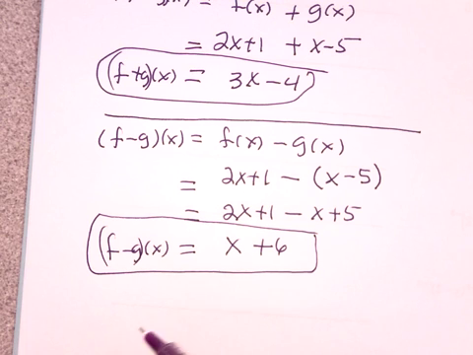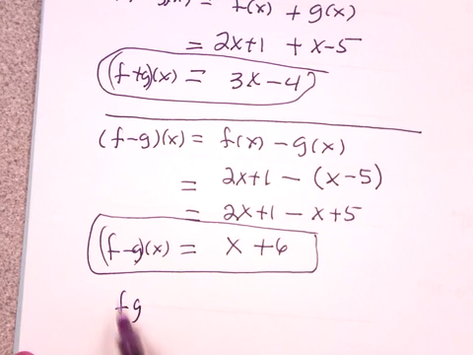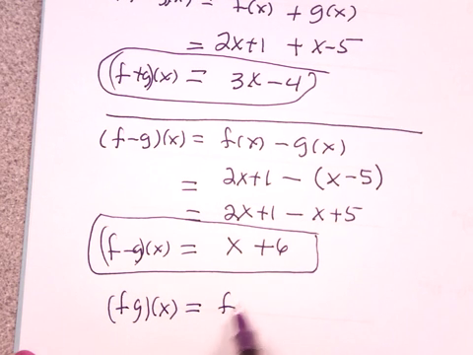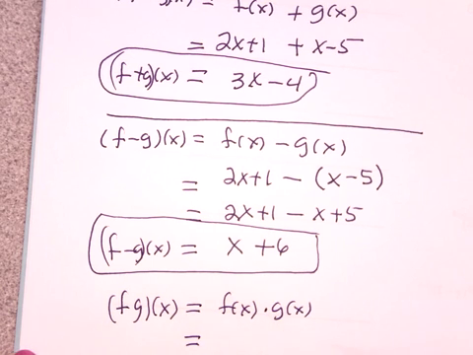If I were going to multiply them, that just says take f of x and multiply it times g of x. And that's just going to turn into, and we don't know how to do this yet, this would be 2x plus 1 multiplied times x minus 5.